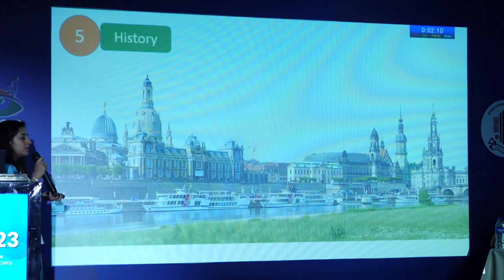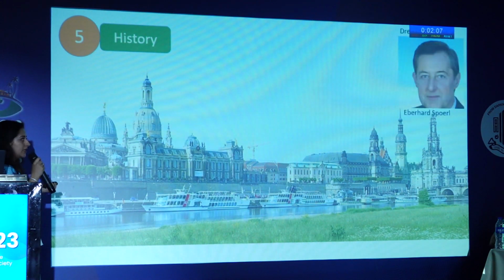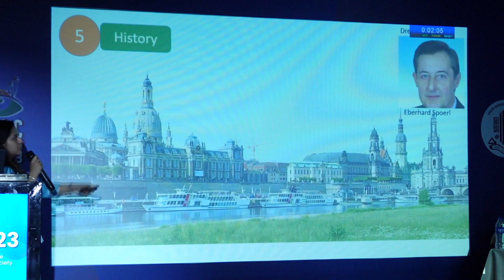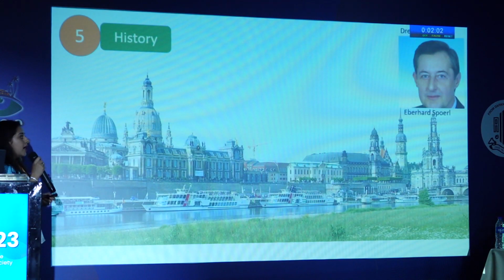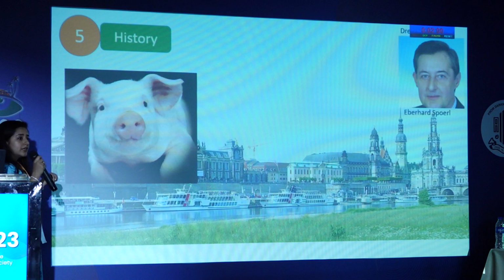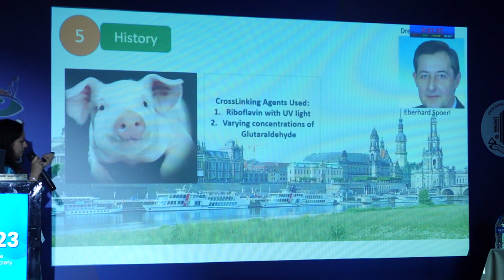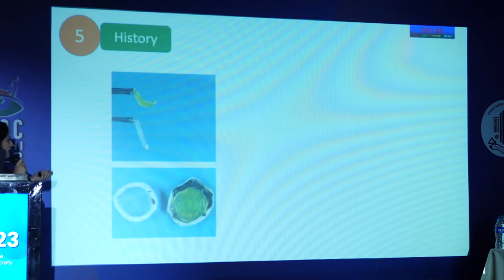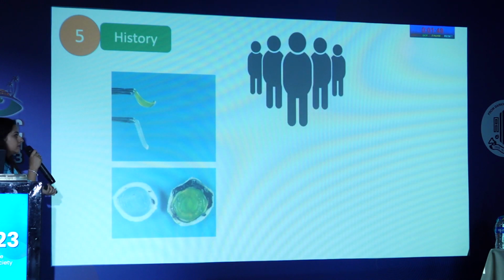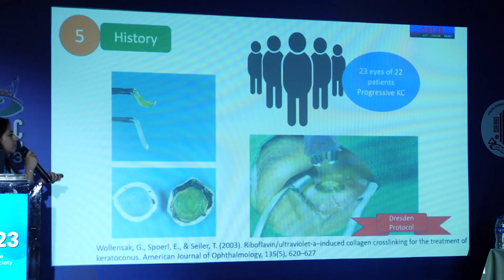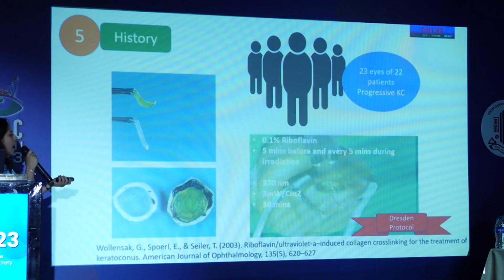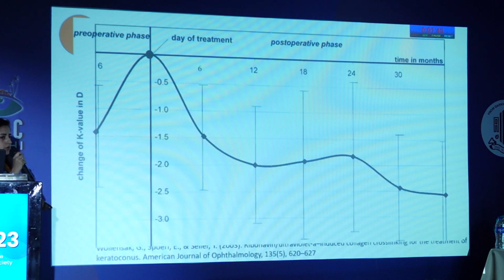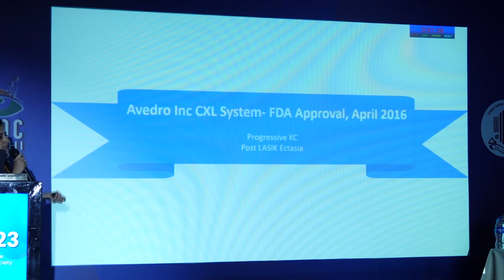And this idea first arose in the city of Dresden in Germany in 1997, by Professor Eberhard Sperl, who thought of cross-linking the corneal buttons of a pig. He used various mechanisms, and a significant improvement in stress-strain index was seen. You can see here the stiffer cross-linked cornea. And 10 years later, human studies were done with something called the Dresden protocol, which I'll come to later, and a significant reduction in progression of keratoconus was seen. More studies, and CXL achieved FDA approval in 2016.